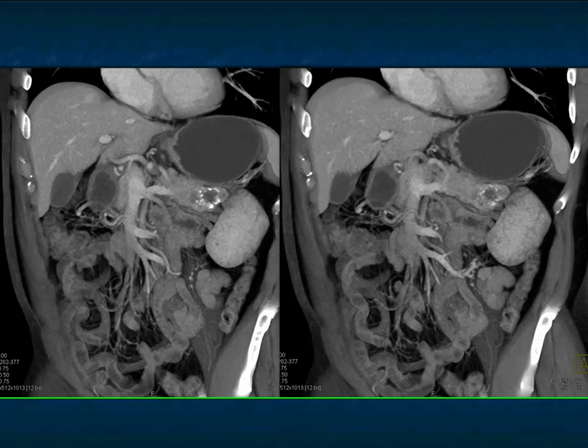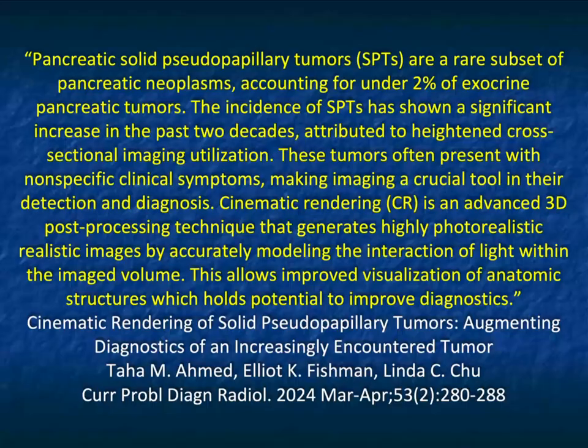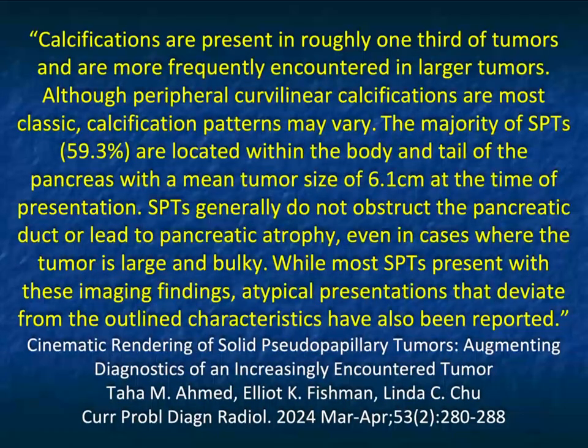So it can be challenging, and very nicely shown here as well, really showing you a good look at the cystic lesion. We published an article on cinematic rendering talking about that SPEN tumors are a rare subset of pancreatic neoplasms. We talk about cinematic rendering can be helpful in showing the cystic and solid components of the lesion. We talk about the calcifications being present in about a third of cases. But again, the appearance, as I showed you, of calcifications from being very coarse to being very thin, from being in the periphery more than in the central regions.